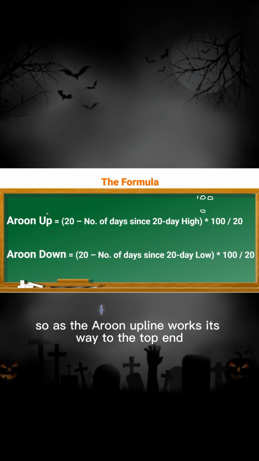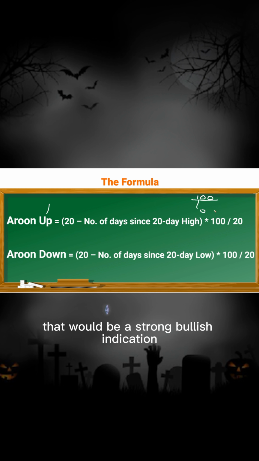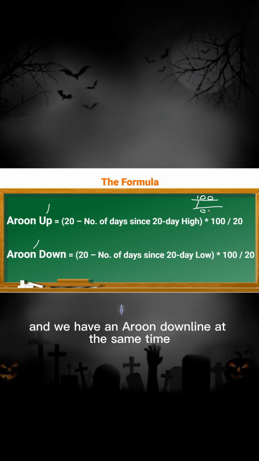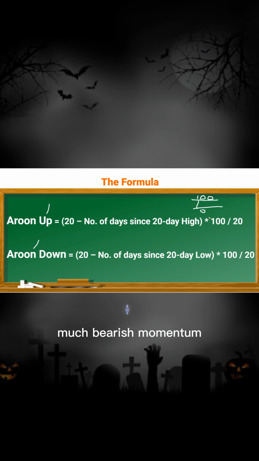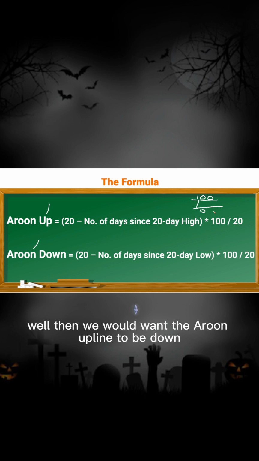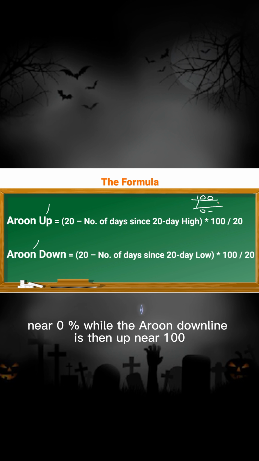So as the AroonUp line works its way to the top end, that would be a strong bullish indication, especially when it's coupled with the AroonDown line being down near the 0%. So our strongest bullish scenario is going to be when we have an AroonUp line near 100% and we have an AroonDown line at the same time down near 0%. That indicates strong bullish momentum without much bearish momentum, more or less. If we were to inverse this scenario and we wanted to look at a strong bearish trend, well then we would want the AroonUp line to be down near 0%, while the AroonDown line is then up near 100%.